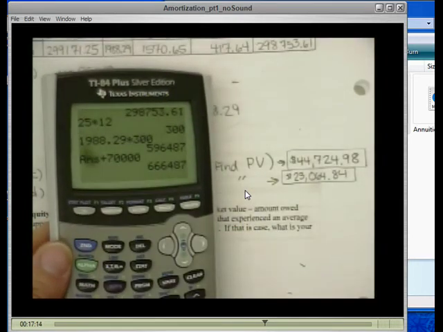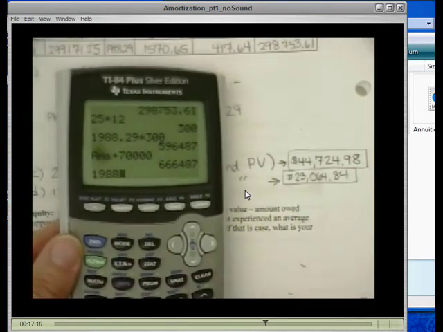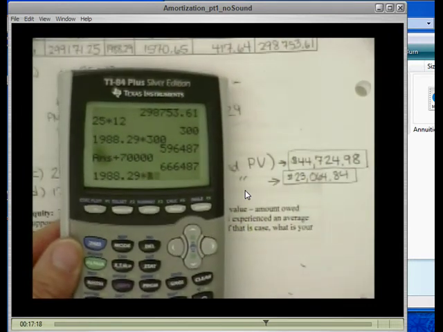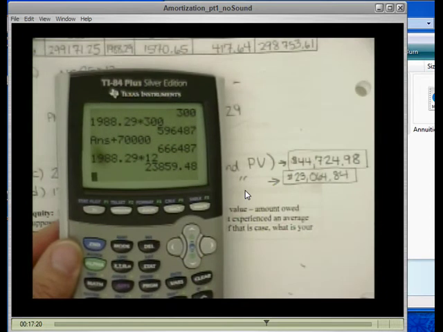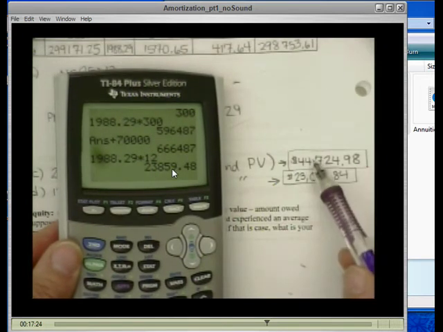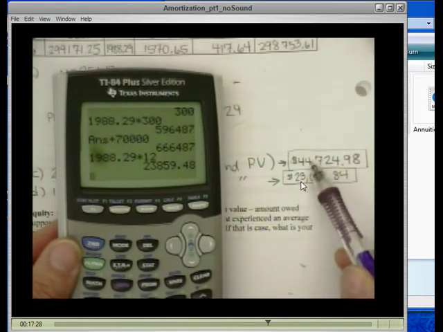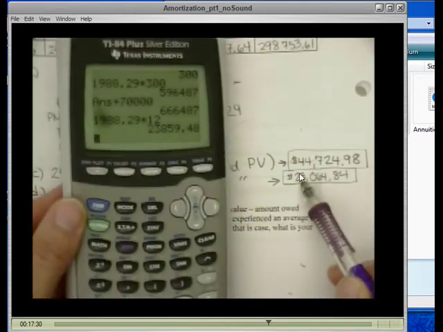So we don't need the TVM solver. We're just going to use the regular calculator. So first I'm figuring out how much I paid that year. Well, for 1 year there are 12 payments. So we paid $23,859.48. And then remember, we reduced our principal by a little over 21,000.